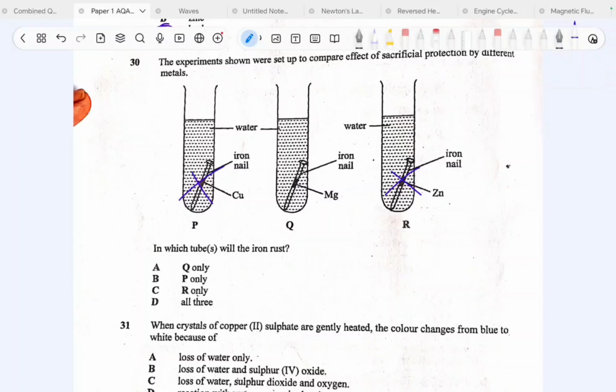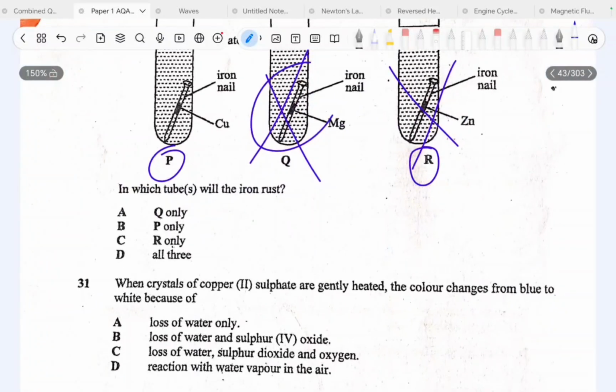Ooh, my bad. Sorry, I didn't see the question correctly. Go back and see the question correctly. It's asking for which one will iron rust. Okay, so for iron to rust, it has to be more reactive than the thing. Iron will not rust in Q, because iron is less reactive than Mg, so it will not rust here, so cancel this one out. Iron is more reactive than P, so it will rust here. Iron should be more reactive. It's less reactive than zinc, that means this is out. So the answer is P. I'm really sorry, I made a mistake at the start.